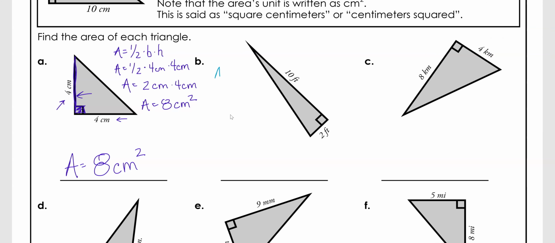So here we have area equals 1/2 times the base times the height. So if area equals 1/2 times 2 feet times 10 feet, area equals 1 foot times 10 feet. So area equals 10 feet squared.